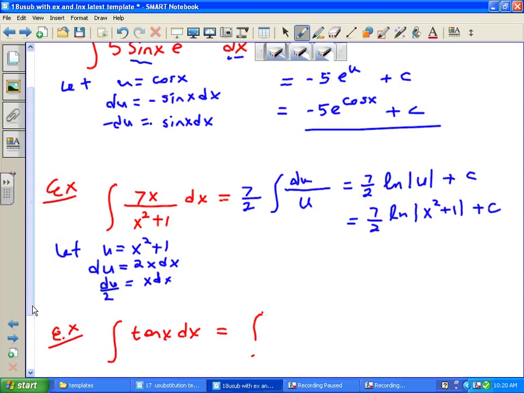So how do we differentiate this? 7 over 2 times. The rule was 1 over u times u prime, right? Okay, what will 1 over u be? 1 over x squared plus 1 times the derivative of x squared plus 1, which is 2x. The 2's cancel. Did we end up with what we started? Yes, 7x over x squared plus 1. So indeed, we know this is the correct antiderivative. Again, that was just our checking process.